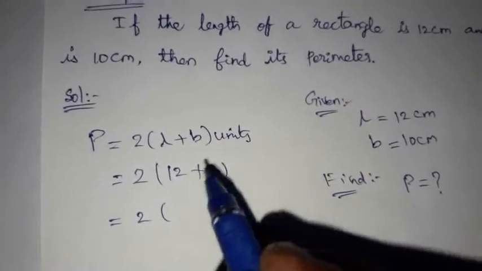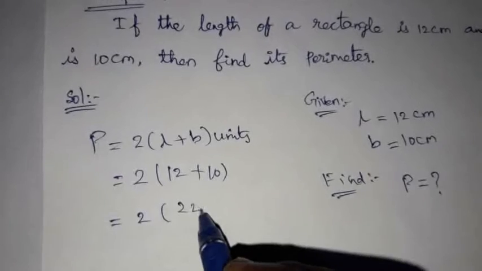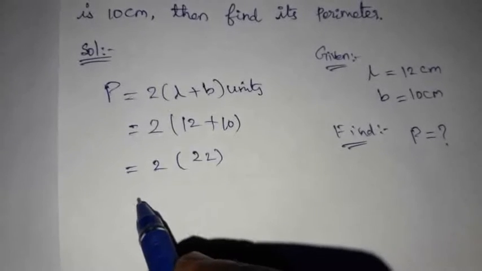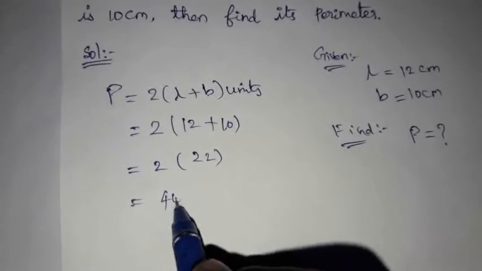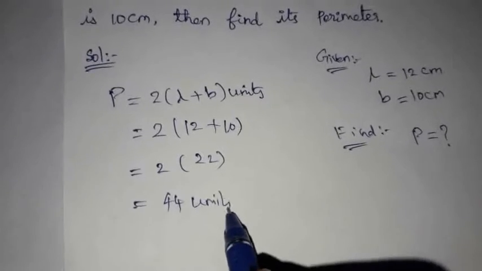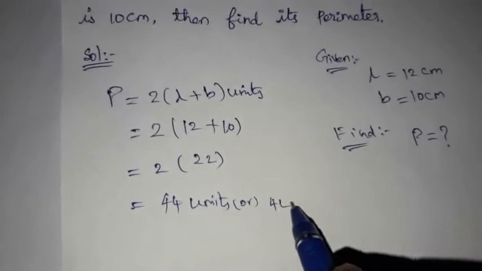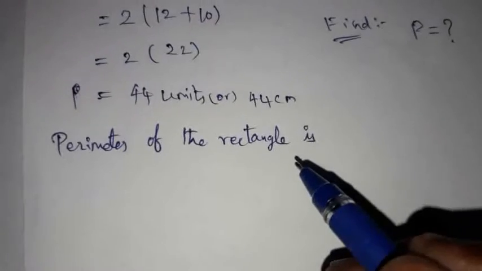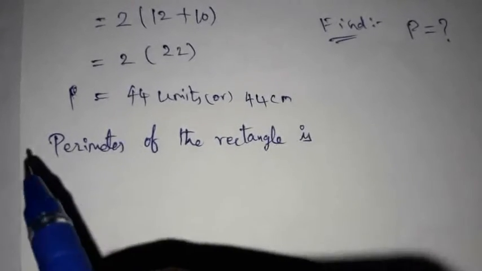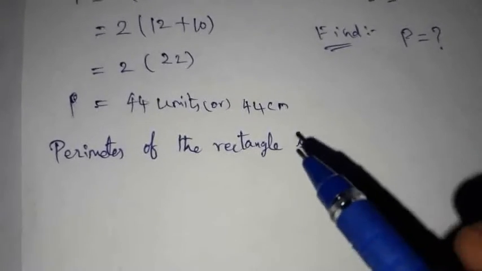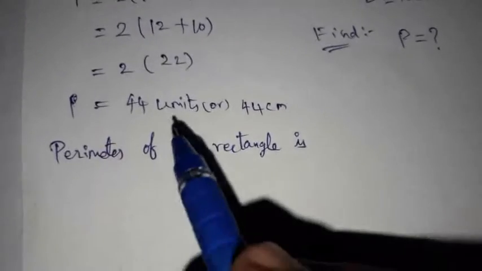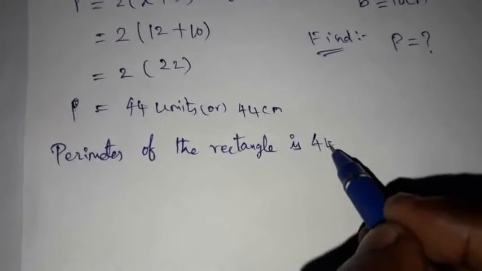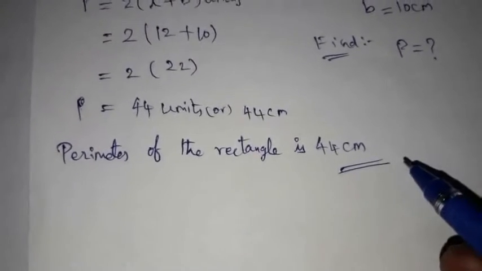You have to add these two numbers. 12 plus 10 equals 22. Next, you have to multiply 2 and 22. 2 22s are 44 units, or 44 centimeter. This is the perimeter of the rectangle. I have told you already, you have to write all the answers in words in each sum. So in this sum, you have to write the answer in words. Let us write: perimeter of the rectangle is 44 centimeter. This is the answer for this question.